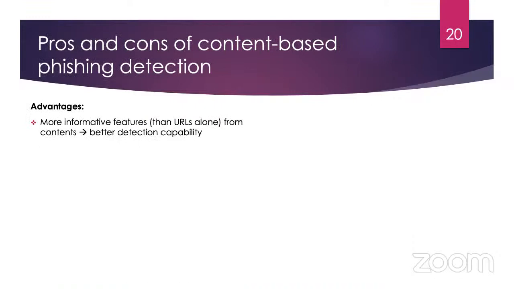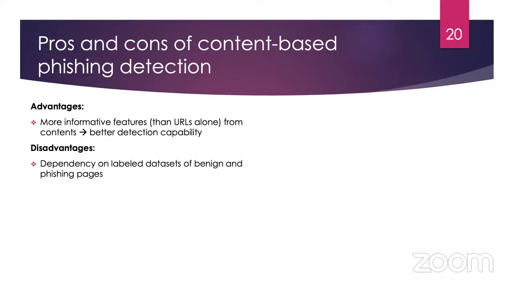Now, clearly, this has an advantage over URL-based phishing detection because it has more features. But what are the disadvantages? One is, again, the dependency on a labeled dataset, and in this case, you need to go and fetch the content. Which means to build your dataset itself, you need to make sure that you crawl the pages quickly, because phishing pages do not live for long.